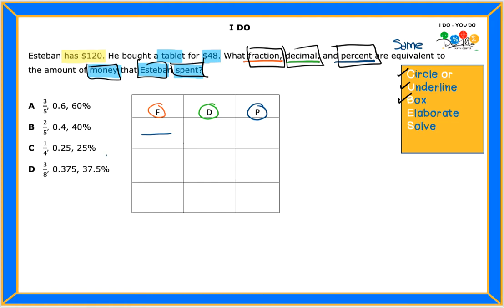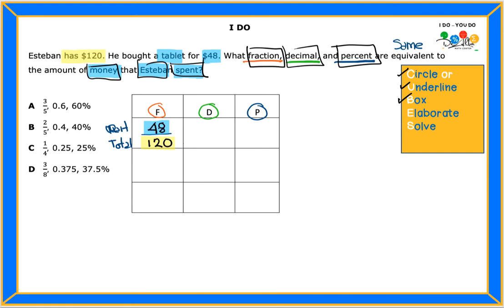To have a fraction, we need to find the total, right? And the part to whole. Okay, so here, what could be all the money in this question? Yes, that's gonna be 120. And what is the part of the money that Stefan spent? $48. Awesome. So here on the numerator, we're gonna write 48.